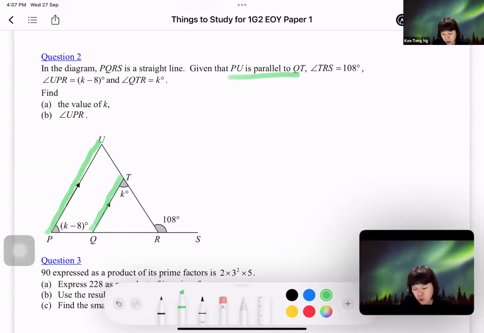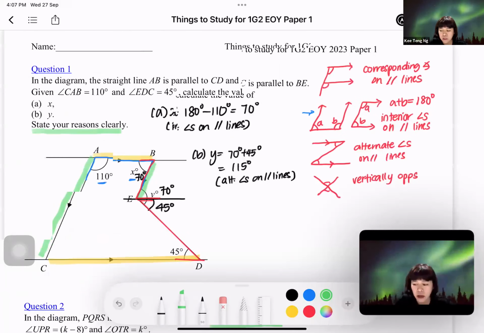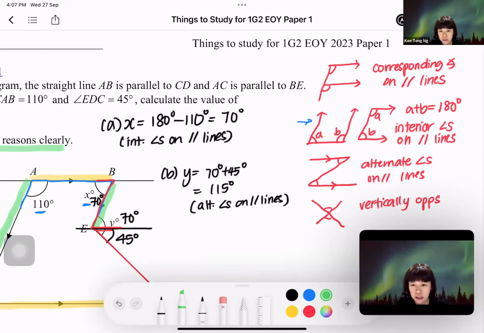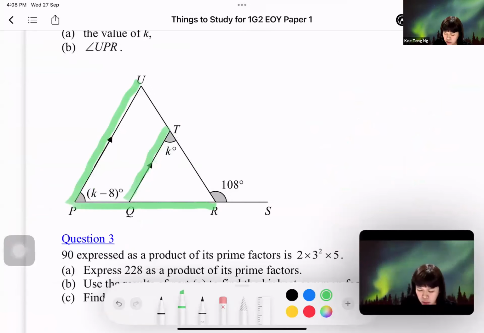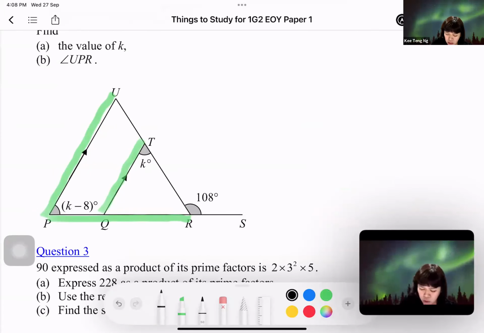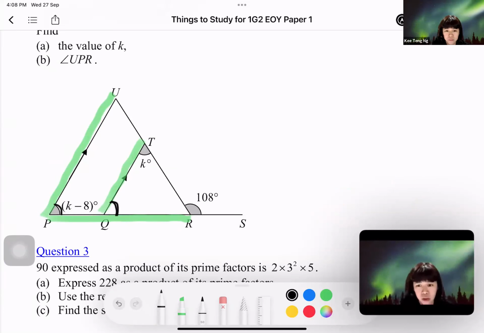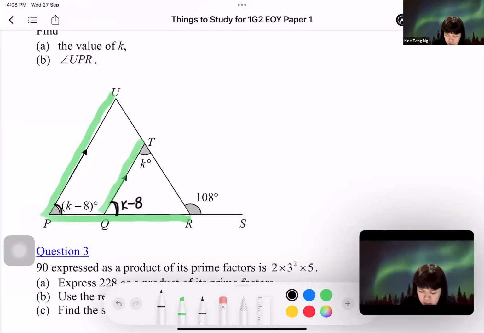When PU is parallel to QT, do you notice you see this letter F, right? If there's a letter F down here, letter F is what? Letter F is corresponding angles on parallel lines. So in this case, what can we do? The angle that is corresponding, this angle over here, is K minus 8. So this angle over here is also K minus 8 degrees.